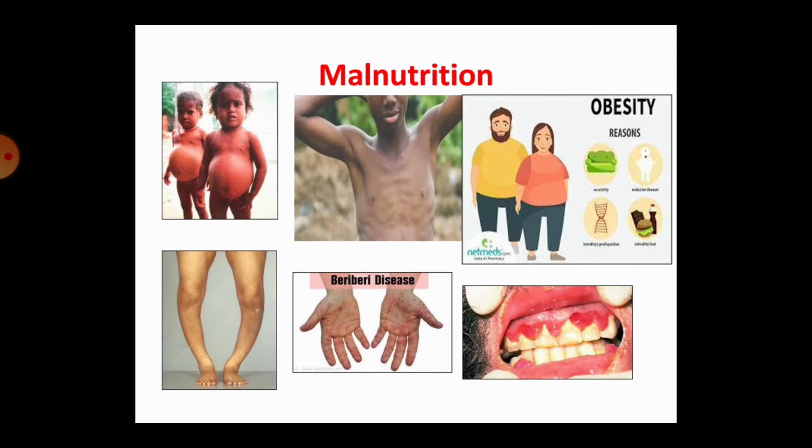And there are pictures of protein energy malnutrition. The first two pictures, marasmus and kwashiorkor, are protein deficiency disorders. Deficiency disorders, malnourished children, then rickets, beriberi, and scurvy. So these all come under malnutrition. Malnutrition includes both overnutrition and undernutrition.